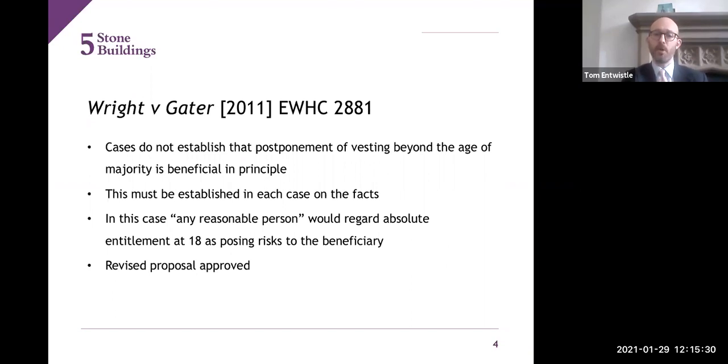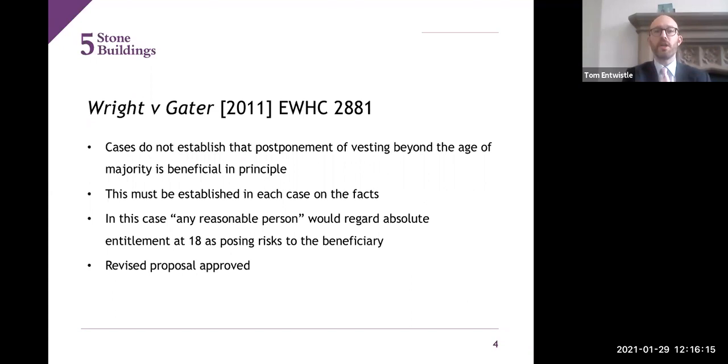Rather like in the older case of Re T, the judge clearly felt that this proposal went too far. He said that the cases didn't establish that postponement of a child's interest beyond the age of majority was beneficial in principle, and that this would need to be established in each case on the evidence. And in this case, there was insufficient evidence for such a lengthy postponement. But again, as in Re T, the judge was content with a revised proposal under which the child would be entitled to income at 18, 10% of capital at 21, and the balance of capital at 25.